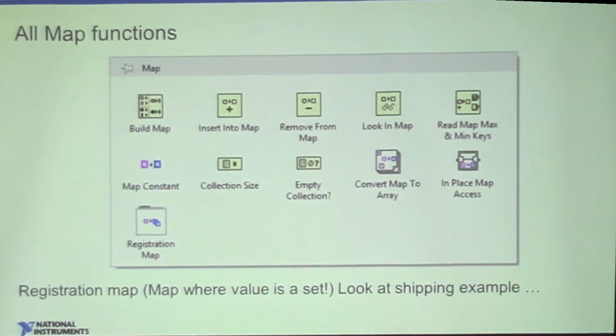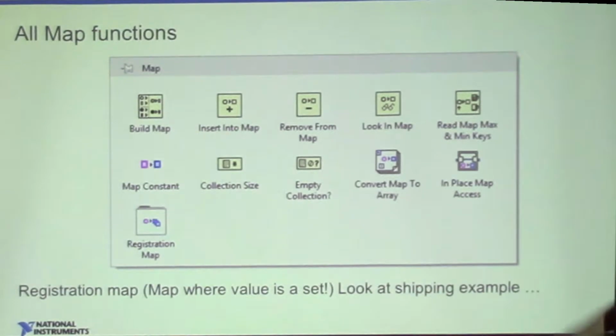Map function is similar. You have build map, insert, remove, look. And one of my favorites is the in-place map access. That's where you add something to the in-place element structure, where you then can change the value in place, or add a new entry. Does that add to the context pop-ups when you have the place? Yeah, you can create it there, or you can just drop this and you get both.